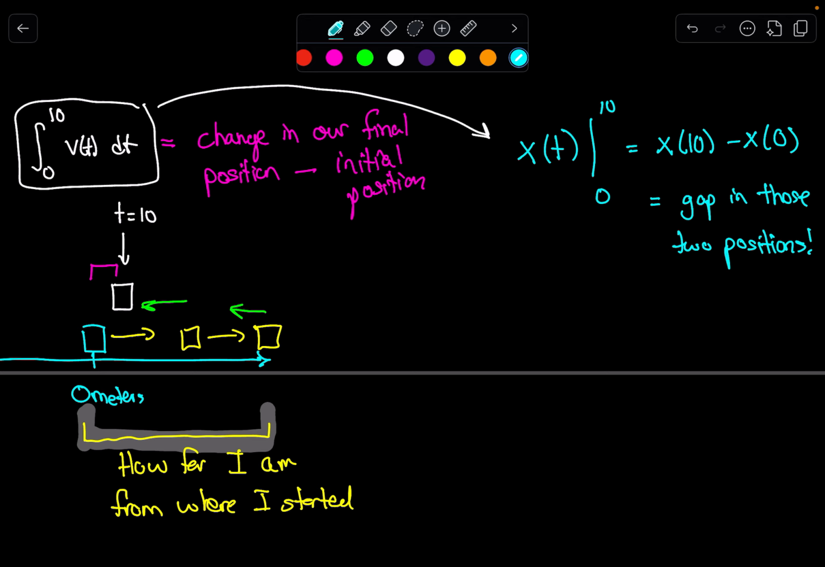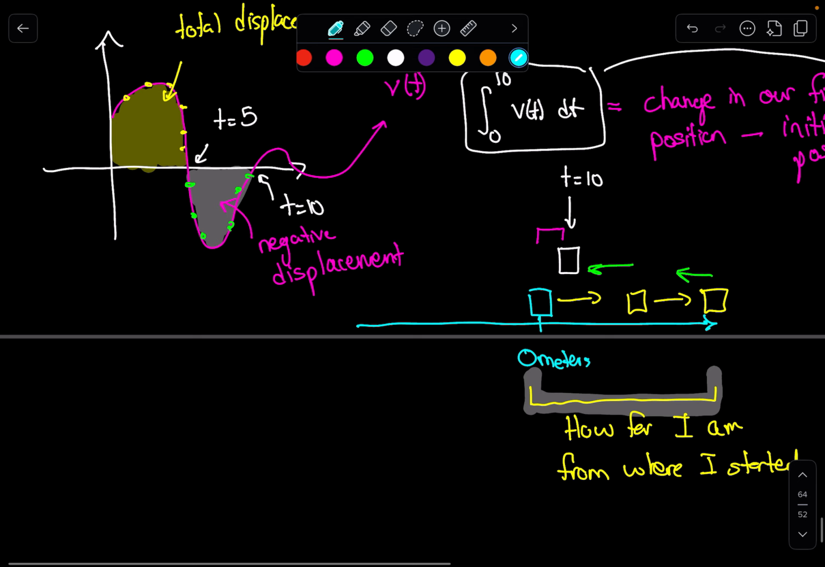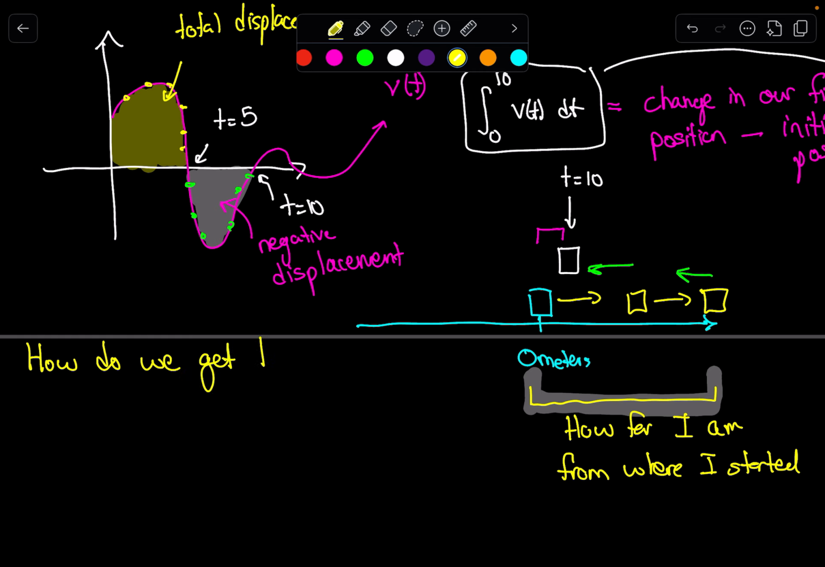So that's fine, right? So we have this concept of displacement, and in this particular case, our displacement would be really small. The gap in our starting and finishing position would be really small. But usually, in the real world, we don't care much about displacement. I mean, maybe we do. I take that back, right? There's definitely moments when you care about how far you actually are from where you started. But what most people really care about is the total distance. And the question now is, how do we get total distance? Okay, how do we do that?